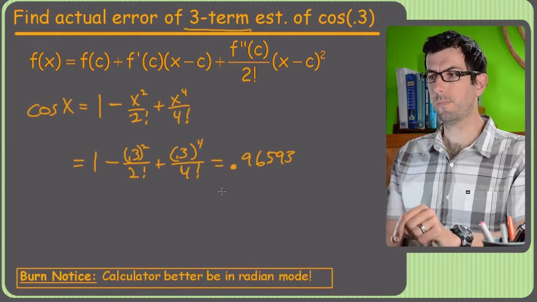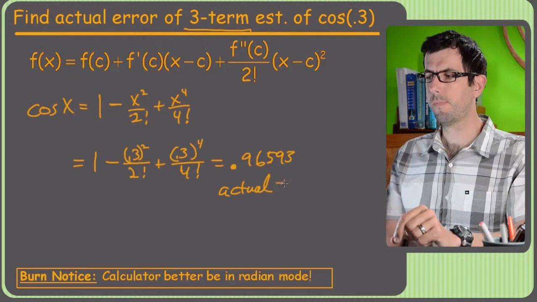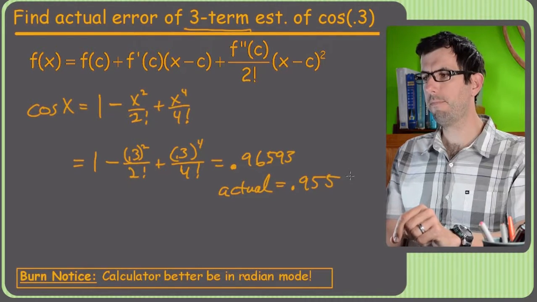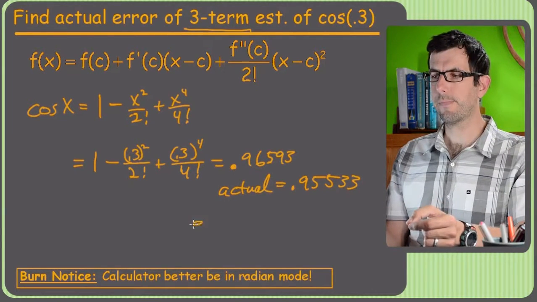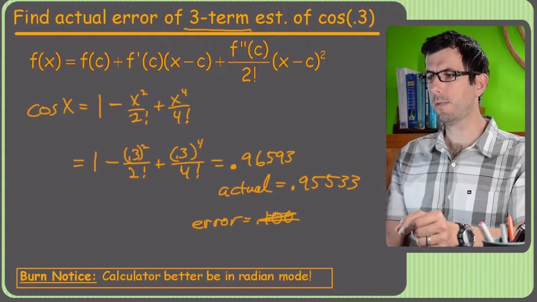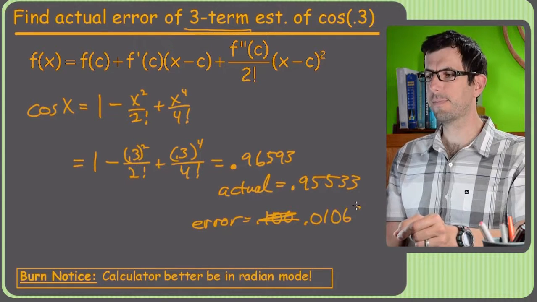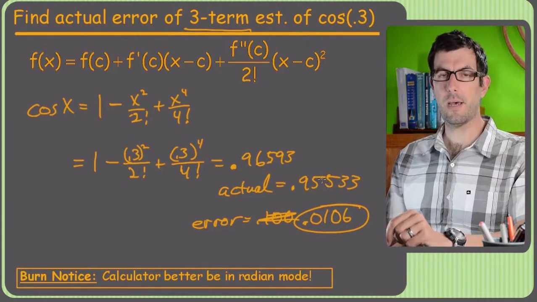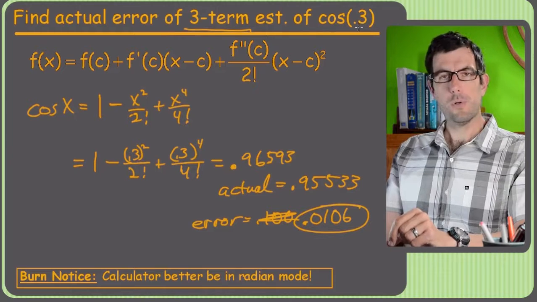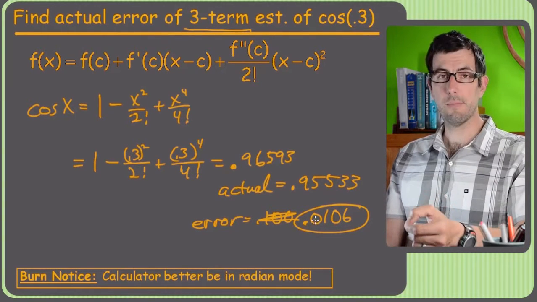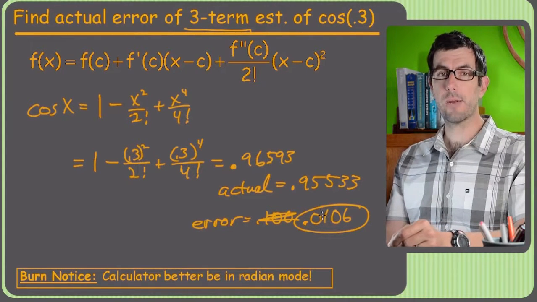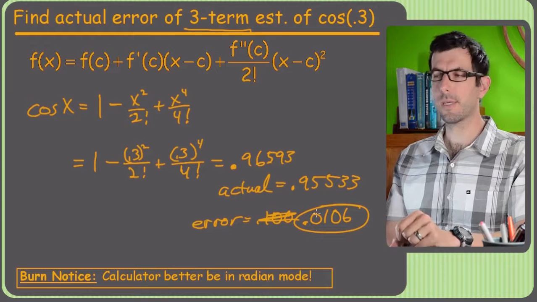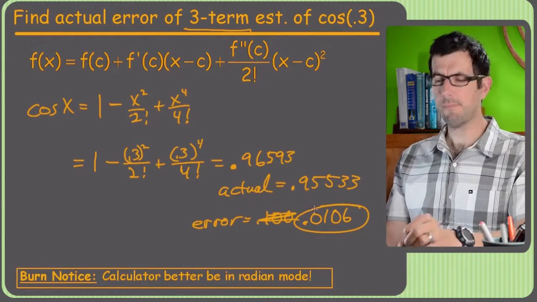And the actual is 0.95533. So just subtract those two to get your error, and you get 0.0106. All right, so pretty good stuff. The actual and our guesstimate after 3 terms was only off by 0.01, and that's more accurate than you probably would have guessed, memorizing most things. So not bad.